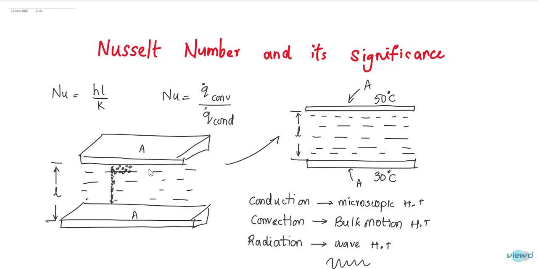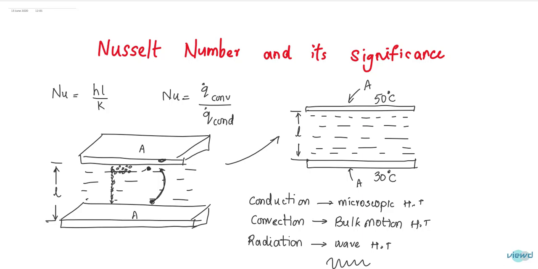What is convection? This is the higher temperature molecule. It travels from here, for example, to the top plate. So this molecule moves here, so that directly, in a fast manner, the heat can be transferred from this plate to the top plate, because there is a movement of these molecules, bulk motion of the molecules. That is convection, and radiation is through electromagnetic waves.